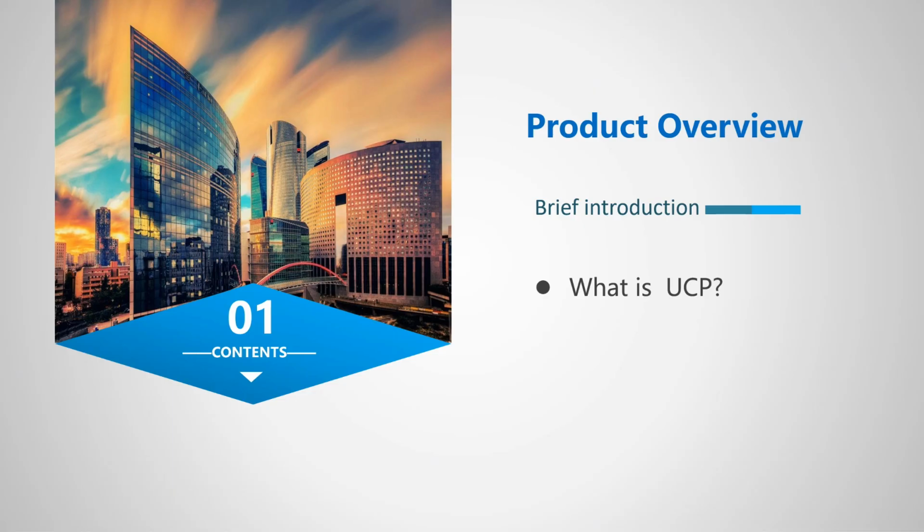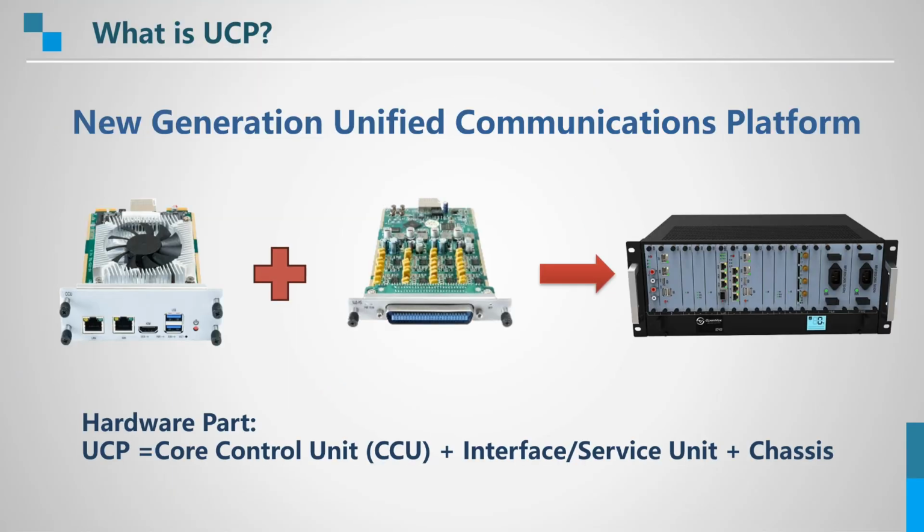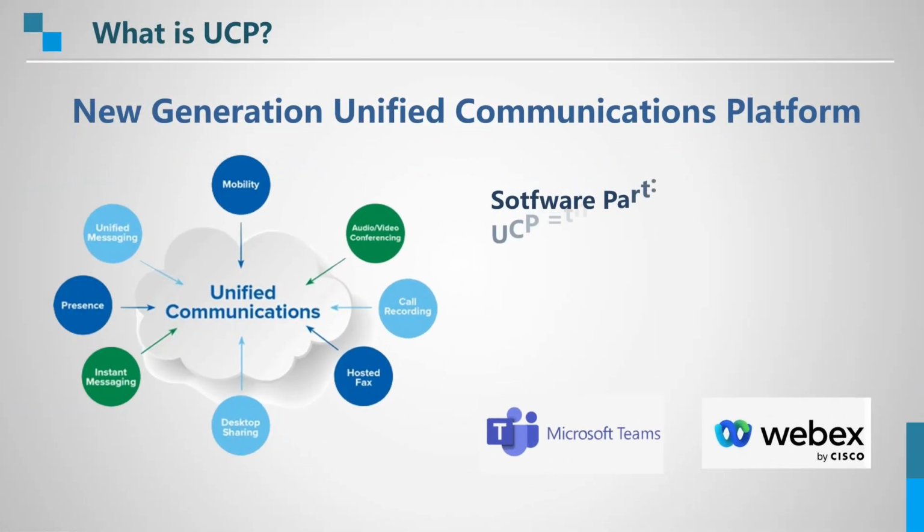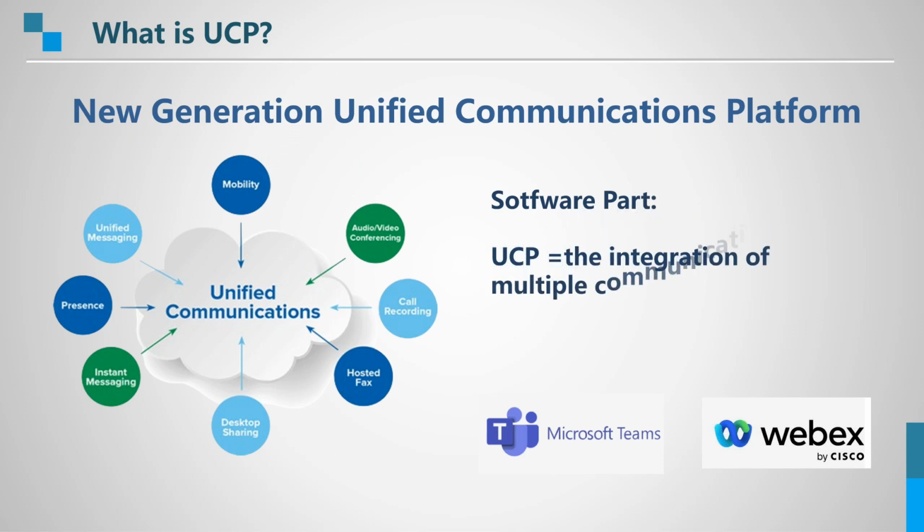So, what exactly is UCP? UCP, as a new generation unified communications platform, consists of the core control unit, CCU, interface, service unit, and chassis on the hardware side. These components work in harmony to provide a solid foundation for the stable operation of the entire platform. On the software side, UCP integrates multiple communication and collaboration tools and channels into a single, seamless system.